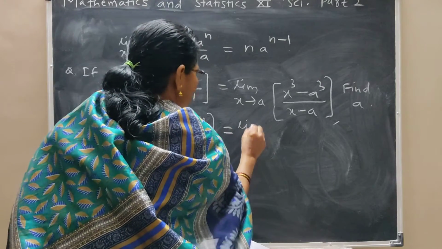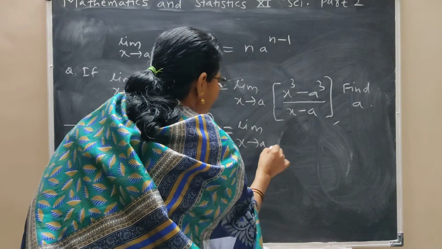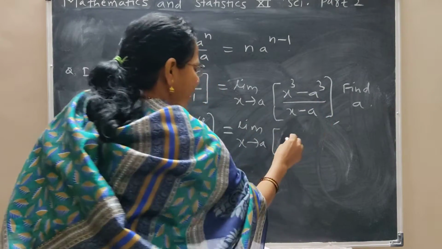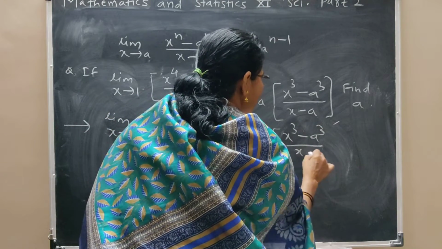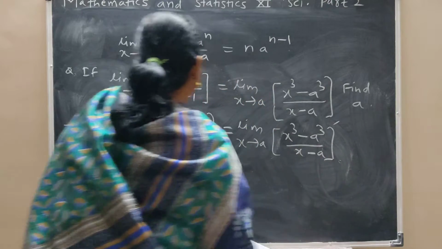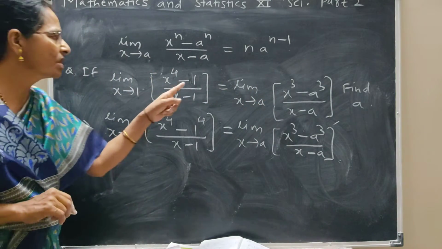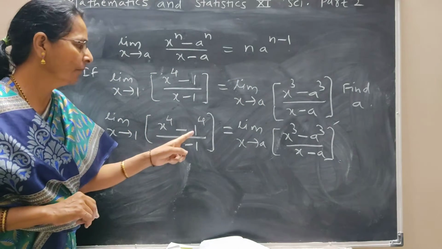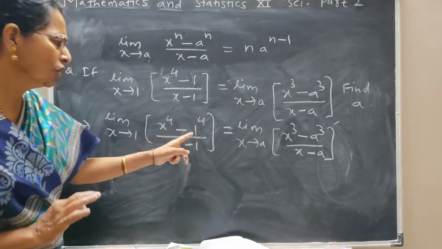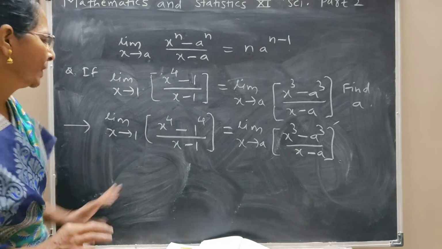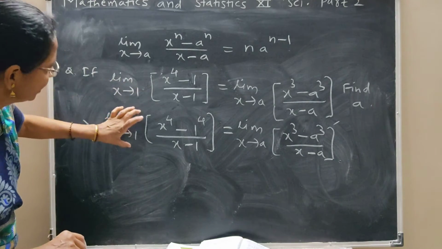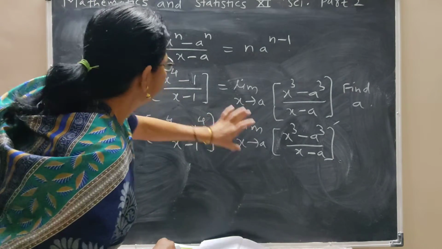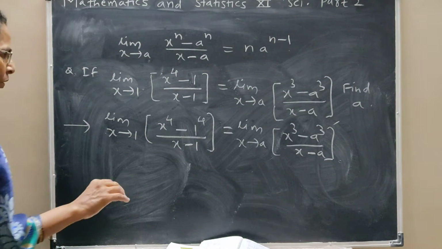Limit x tends to a: here directly given values, x raised to 3 minus a raised to 3, upon x minus a. Just change only in this term: 1 we write in the form 1 raised to 4. 1 raised to 4 is 1. Now compare this limit and that limit and find values.